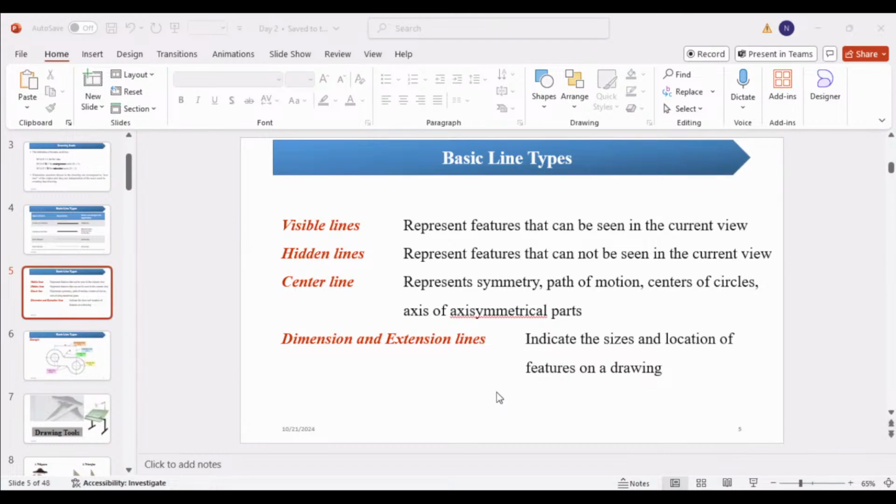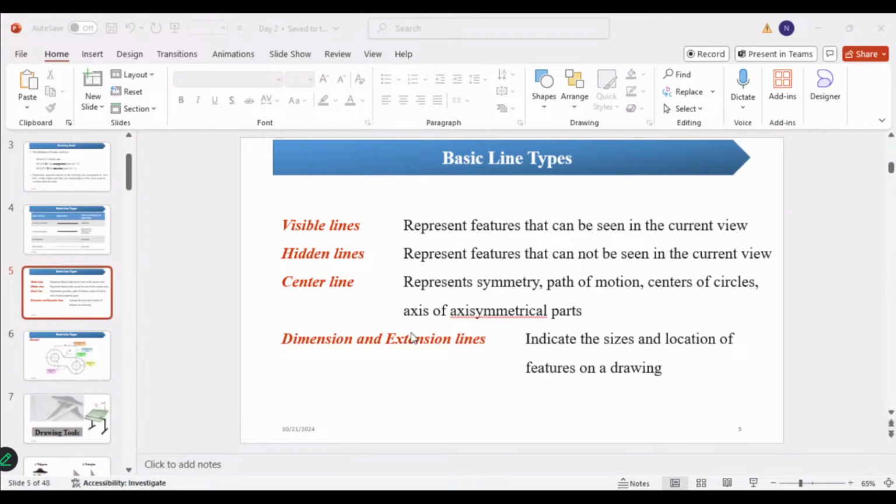Then the center line represents symmetry, path of motion, or centers of circles, or axis of asymmetrical paths. Okay. එතකොට සමමිතික අක්ෂය center line එකක් විදිහට අපි අඳිනවා. Symmetry කියන්නේ ඒක. Then the path of motion.